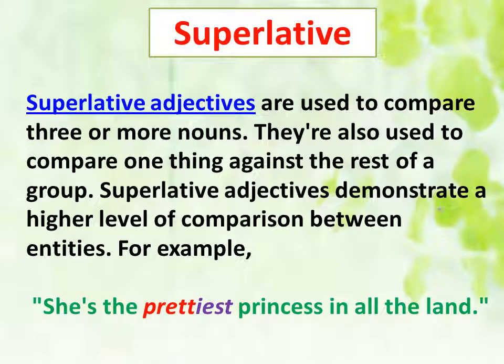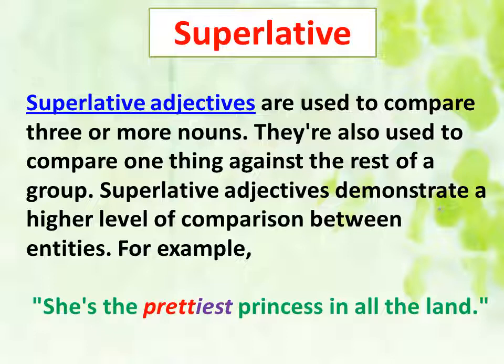Superlative adjectives are used to compare 3 or more nouns. Comparative adjectives compare two things or two people. Superlative adjectives are used to compare 3 or more nouns, so more than 2. They are also used to compare one thing against the rest of the group. Superlative adjectives demonstrate a higher level of comparison between entities.